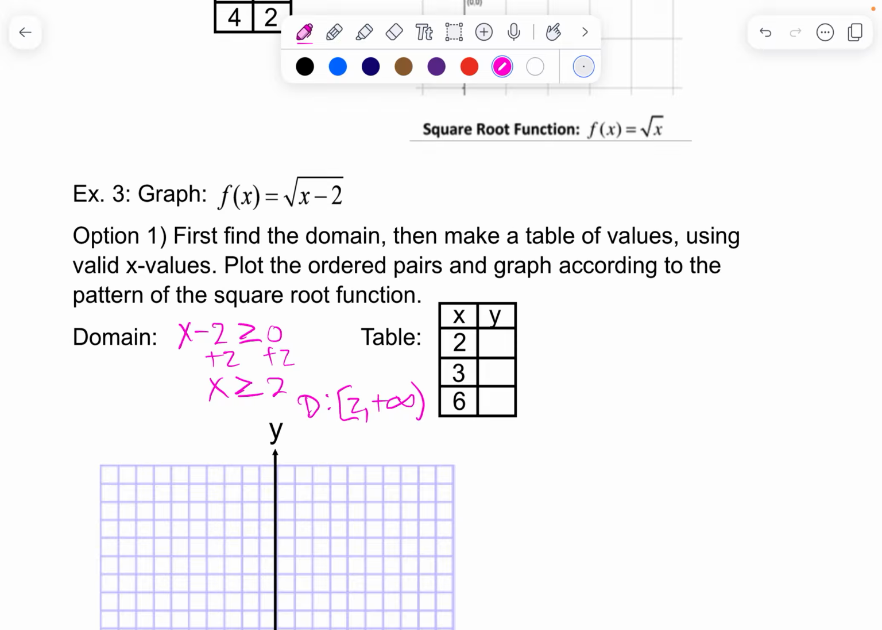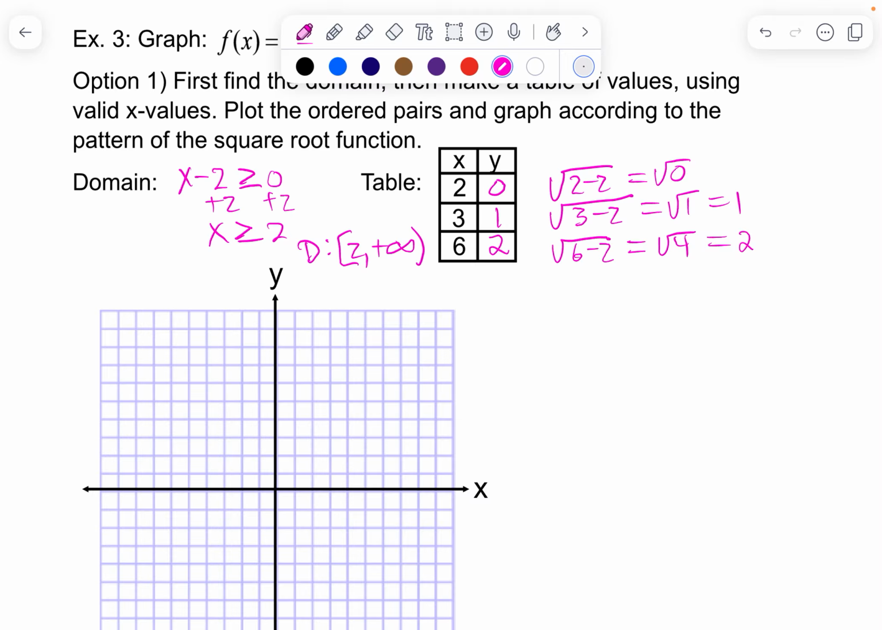Now I'm going to choose strategic values that are going to render me with a perfect square. So when x is 2, remember you got 2 minus 2, which is the square root of 0, which is 0. When x is 3, 3 minus 2 is the square root of 1, which is 1. When x is 6, 6 minus 2 is the square root of 4, which equals 2. I'm always going to do my best to choose x values that are going to render me with a perfect square. So I go ahead and now graph these points.